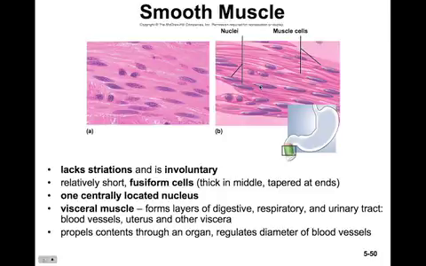Be creative with this project. Have some fun. And I'll see you in a moment when we'll move on to the next section where we'll look at intercellular junctions, glands, and membranes.